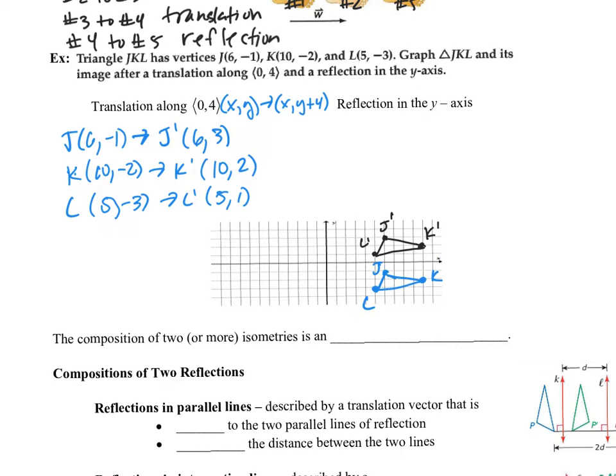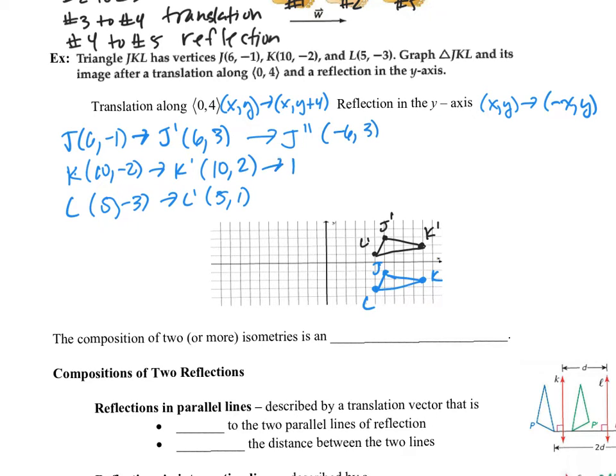So then the next transformation is a reflection in the y-axis. Let's recall that the rule for a reflection in the y-axis means that we take (x, y) and it becomes, if you're going to flip an image over the y-axis, it would have an opposite x value but the same y value. So for J double prime, remember J prime was 6, 3. Now we're going to apply this rule to J prime. So we'll take the opposite x value. So J prime becomes J double prime with coordinates -6, 3.